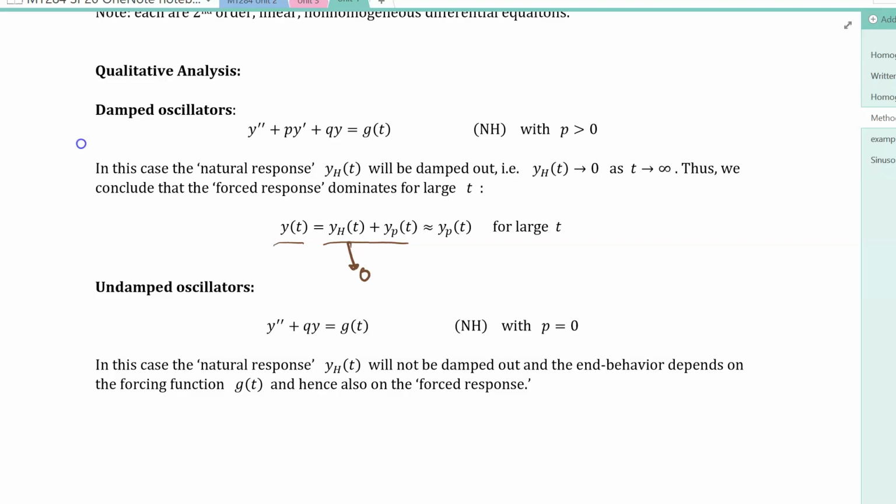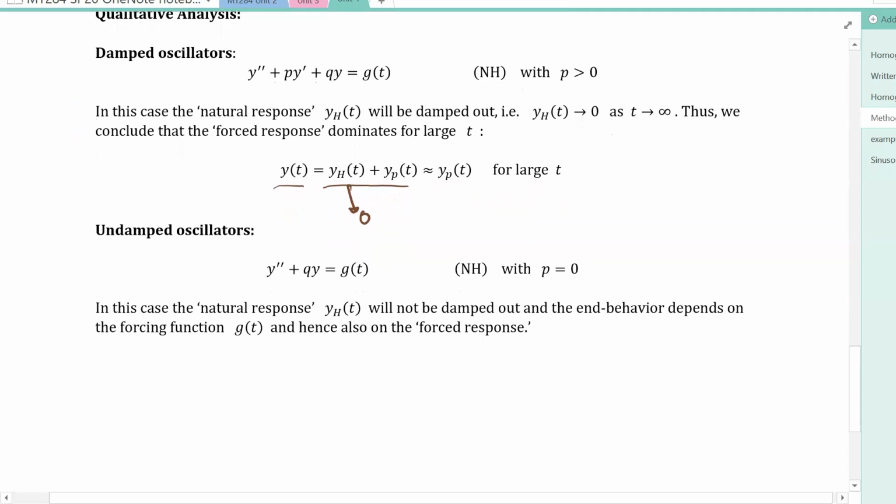In the undamped case, that means there's no friction between the block and the table, or there's no resistance in the wire. In that case, the natural response will not be damped out, and therefore the end behavior depends on a couple of factors, one of them being the forcing function that we have in there.